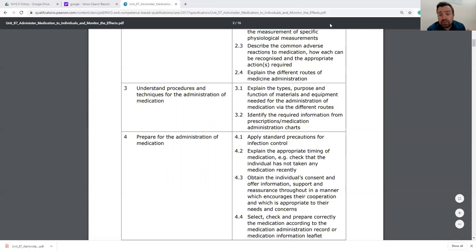3.2 wants you to identify the required information on a prescription or medication chart. So you would have covered this again in your medication training, but just so we're aware, you'll have the name, the date, the dose, the amount, the frequency, the route, who it's for, and obviously the name of the medication.